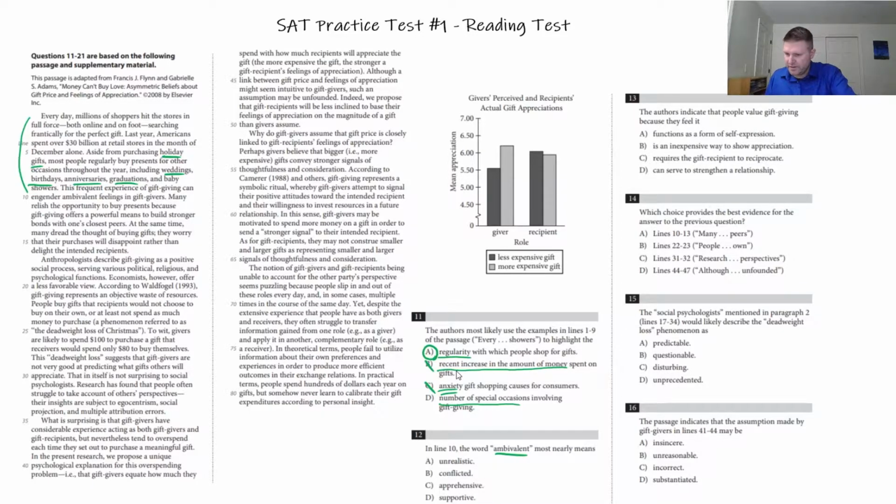So if we go back to line 10 here, this is a little tough because you have to read ahead, okay? This frequent experience of gift giving can engender ambivalent feelings in gift givers. So tough word for most people. You have to keep going to see what ambivalent meant in this context. Many relish the opportunity to buy presents because gift giving offers a powerful means to build stronger bonds with one's closest peers. A lot of people get caught on relish. It's not a condiment. Yes, it is, but you know what I'm saying. So relish just means cherish. So many people cherish the opportunity to buy presents because gift giving offers a powerful means to build stronger bonds with one's closest peers, okay?